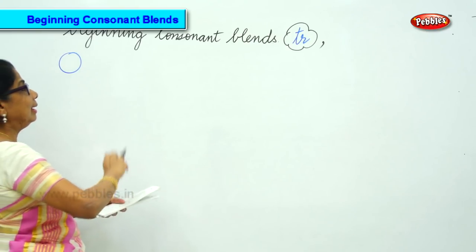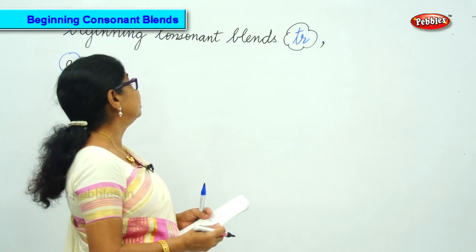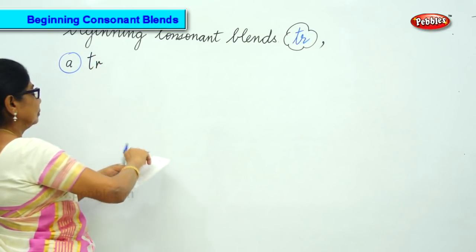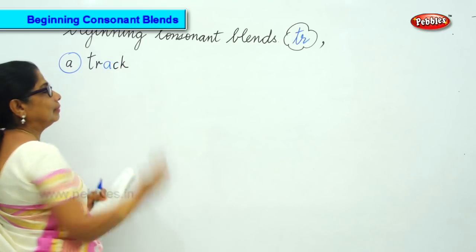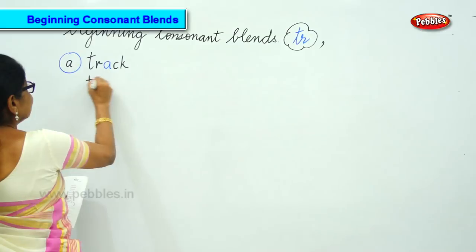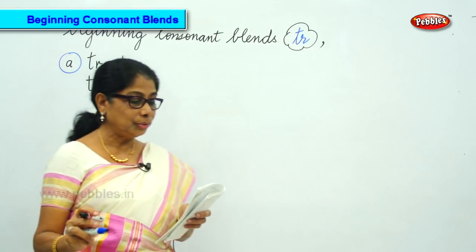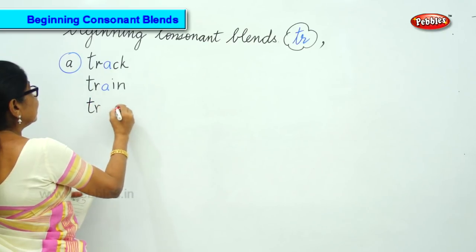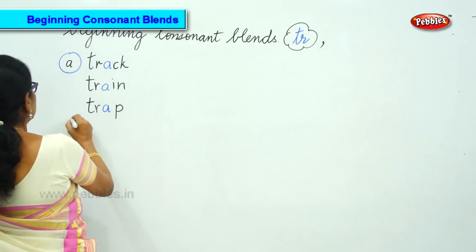Now, in vowel A, what words do we get with the blend tr? We get track, the first sound. Then we have train, tr. Train. So we got two sounds. Another thing is trap. You trap a bird. You trap something in your hand or in a cage. Trapping. So you get tr.